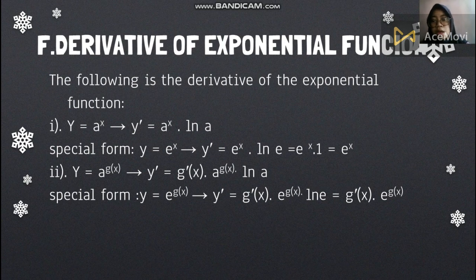2. y = a^g(x), y' = g'(x) a^g(x) ln a. Special case: y = e^g(x), y' = g'(x) times e^g(x) times ln e = g'(x) times e^g(x).